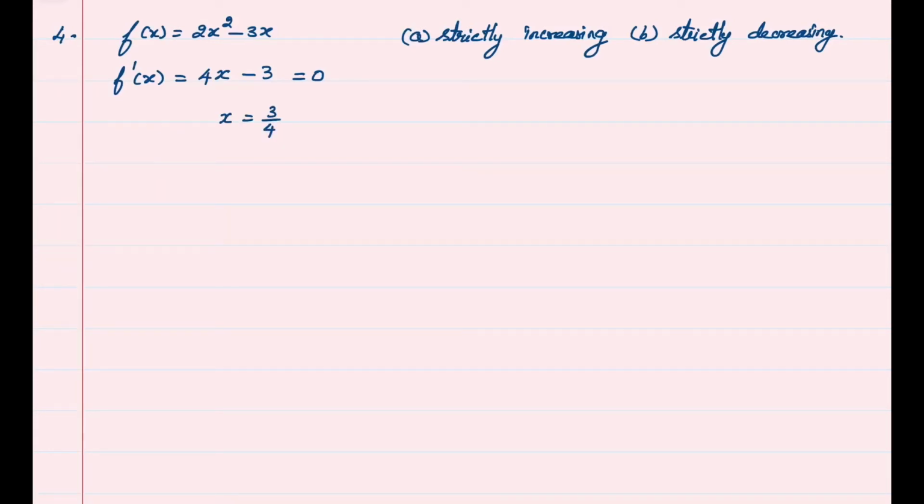This is the critical point. And f dash of x is a polynomial 4x minus 3 and it is defined for all values of x. So we don't have not defined case of f dashed here. Here the domain of the function is all real values. So we will take minus infinity to plus infinity and we got one critical value 3 by 4. Now our second step is writing the subintervals. So the intervals are minus infinity to 3 by 4 and 3 by 4 to infinity.